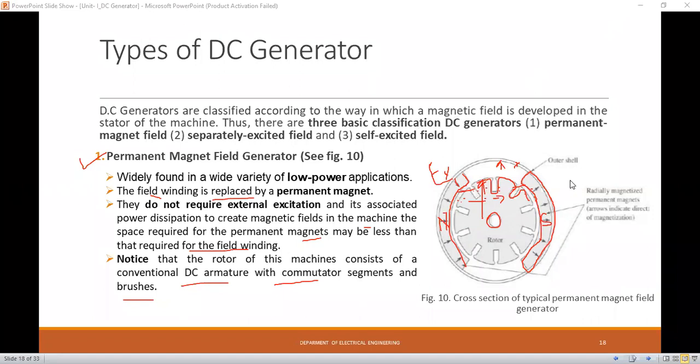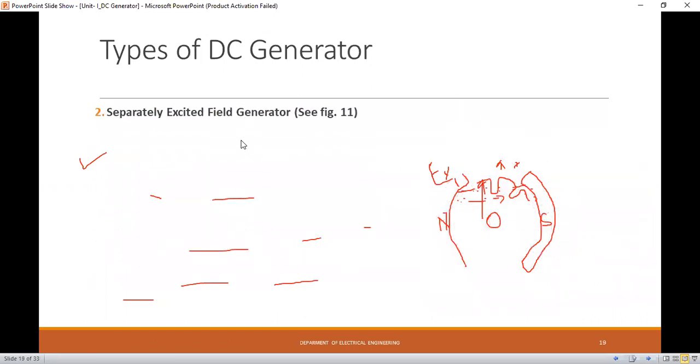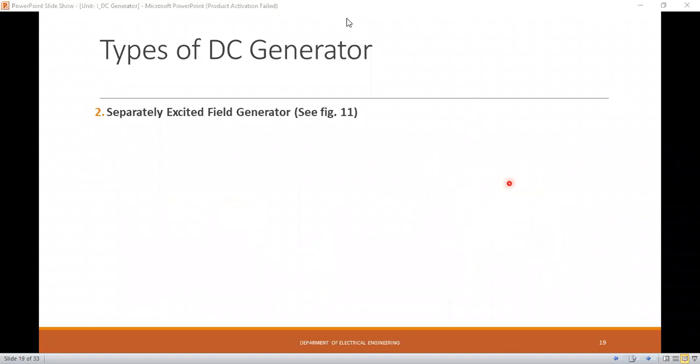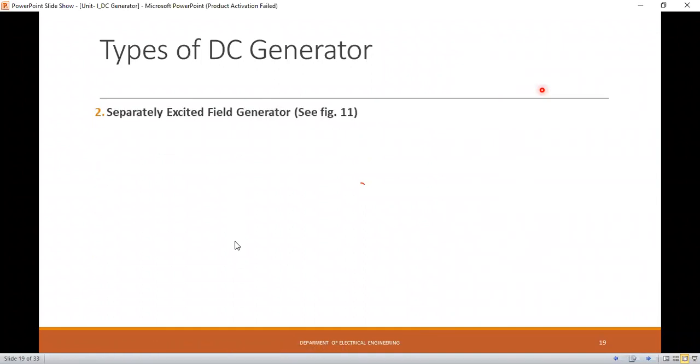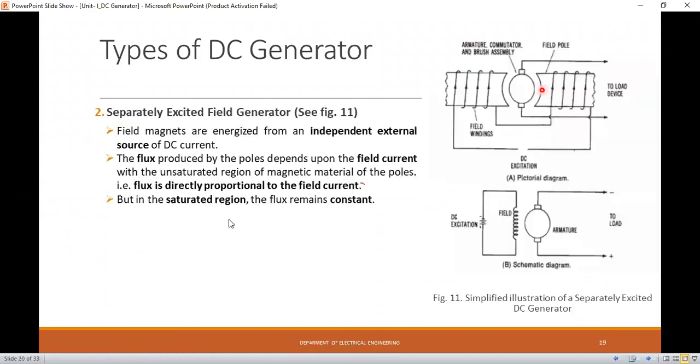Here the figure will be shown. Okay, now the second one is the separately excited type of DC generator. Separately excited means the excitation is provided to the field winding separately. Okay, it is the separate excitation.